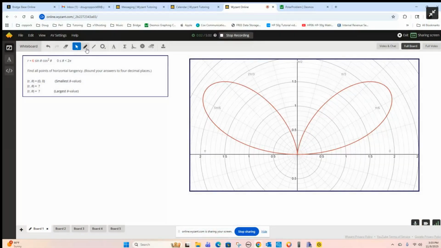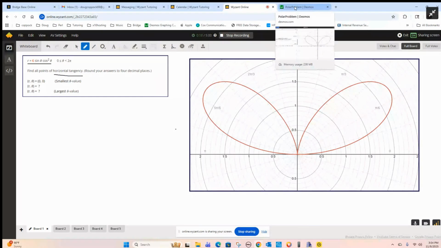Okay, you're given this polar equation. There's a graph in red over here, and you're asked to find out all points where this graph has horizontal tangent lines. Before we take a look at that, here is that graph on Desmos.